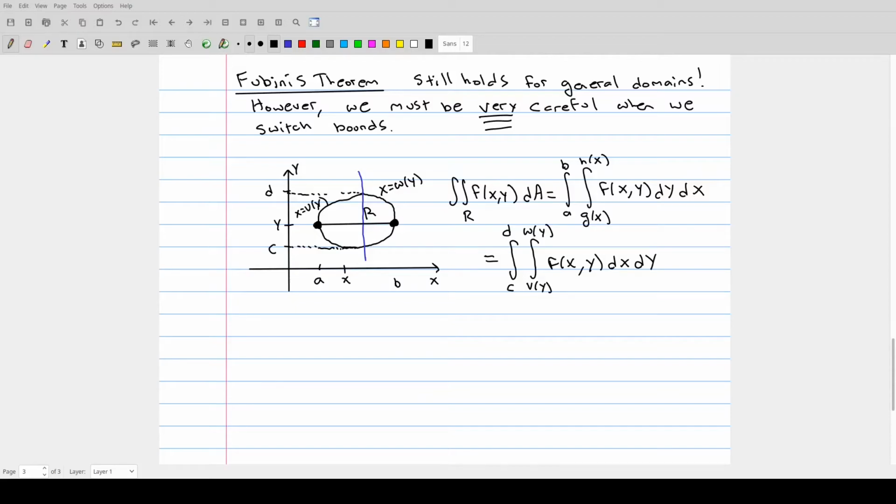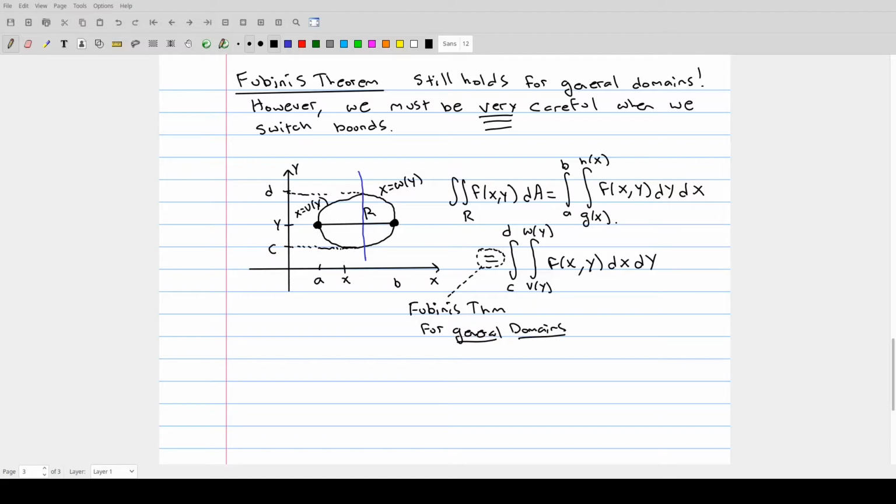And this is the correct way of doing Fubini's Theorem. Fubini's Theorem for a general domain says that the value of the integral in the order dy dx is the same as the value of the integral in the order dx dy, but you have to be careful with how you figure out these new functions w of y and v of y. So Fubini's Theorem for general domains says that these two values are equal to one another.